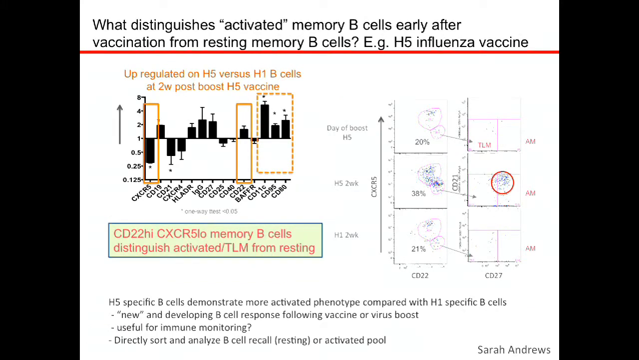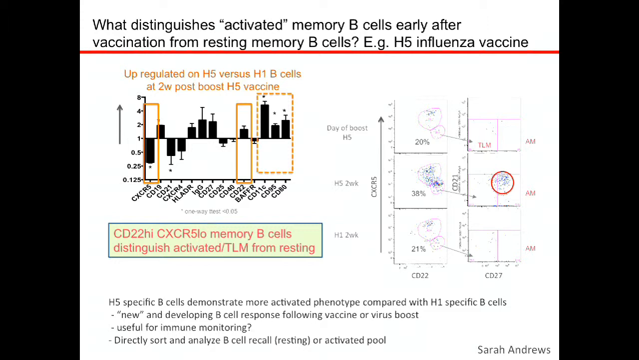And here we've used the H5 vaccine trial once again. And we've had a look at the H5-specific B cells versus the H1-specific B cells, and this is at 2 weeks post-vaccination. And what we can see is that you have a decrease, compared to the H1 B cells, in CXCR5. You have an increase in CD22, and also an increase in these markers, which are markers of activation.